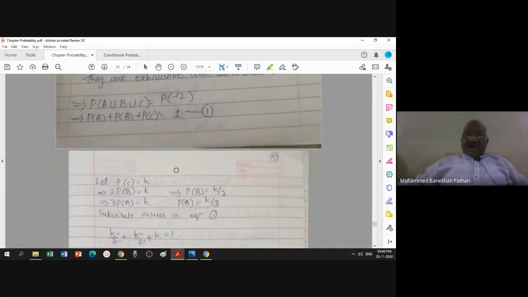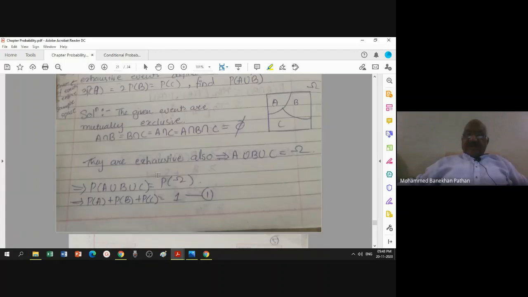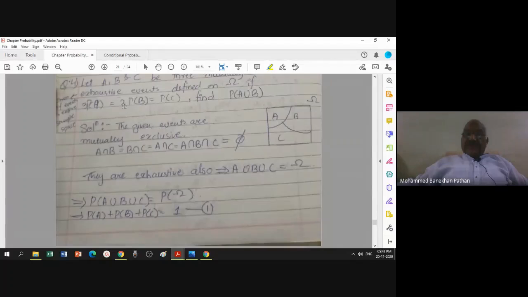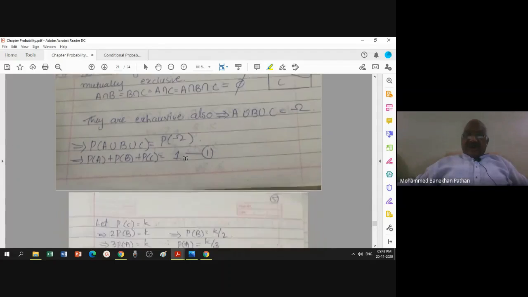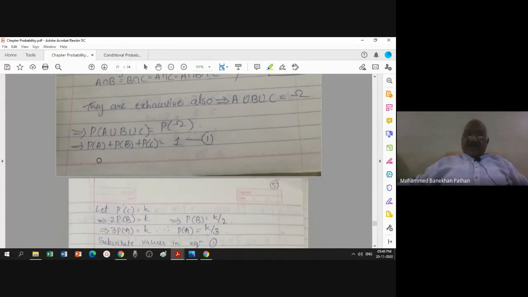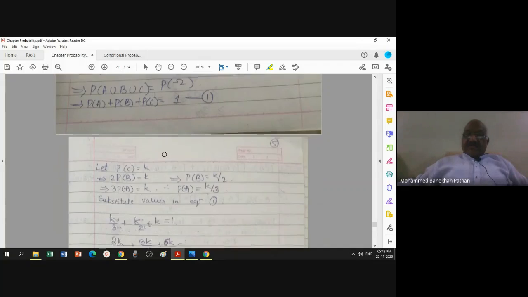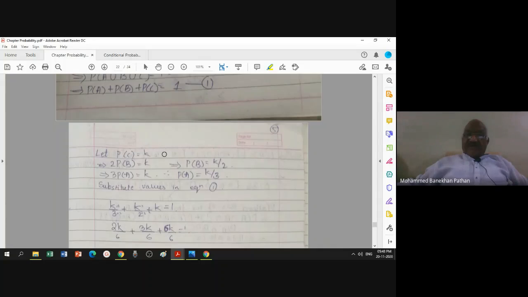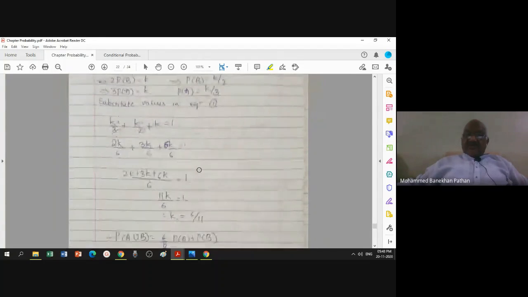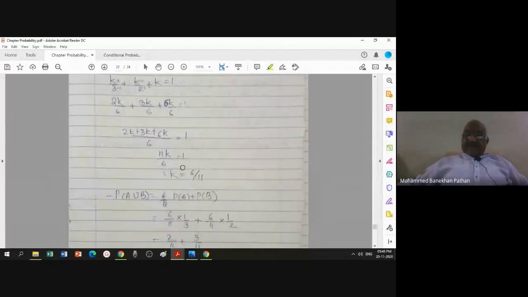Now let us start. Probability of C equals some number K. So if P(C) is K, then P(B) will be K/2 and P(A) will be K/3. So I put here K/2, K/3, K/2, and here K. And I will try to find the value of K. So K comes to be 6/11. So this is the probability of C.